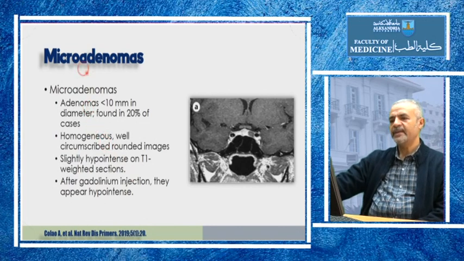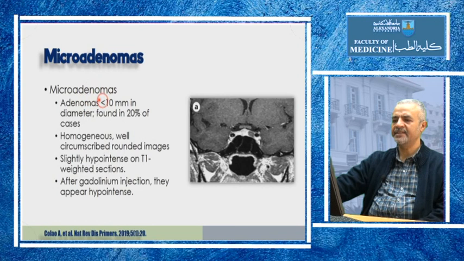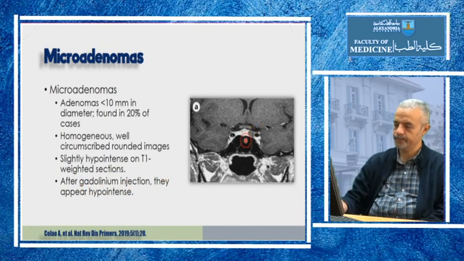You should also expect microadenomas, and by microadenomas we're referring to adenomas that are less than 10 millimeters in diameter. They are only found in 20% of the patients, and as you can see here, they show a hypointense lesion after GAD injection.